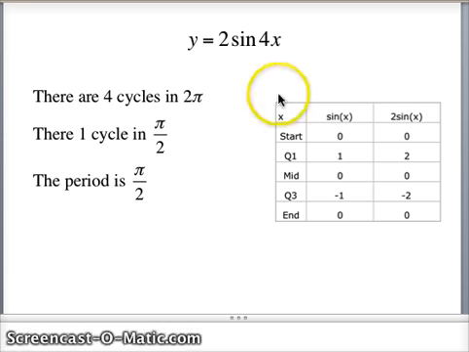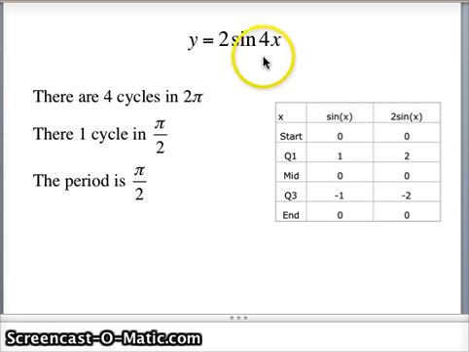Our next question is y equals 2 sine 4x. So what's happening here? We have 4 cycles in 2 pi. So if you divide by 4, 4 divided by 4 is 1, 2 pi divided by 4 is pi over 2. So I complete 1 cycle in pi over 2. So the period of this graph is pi over 2.